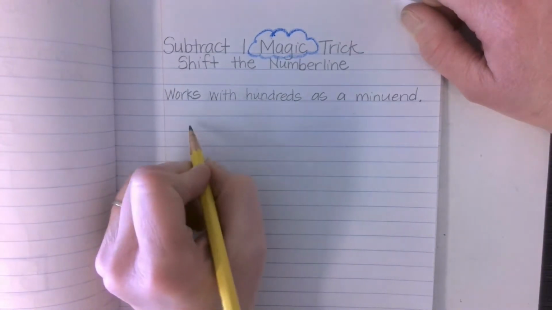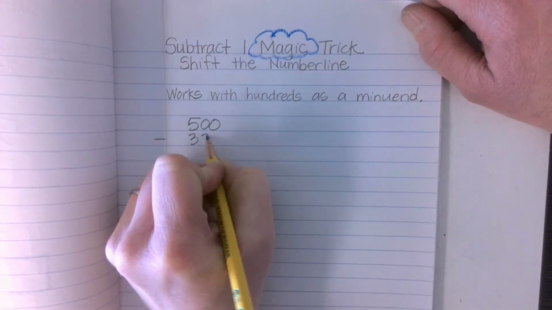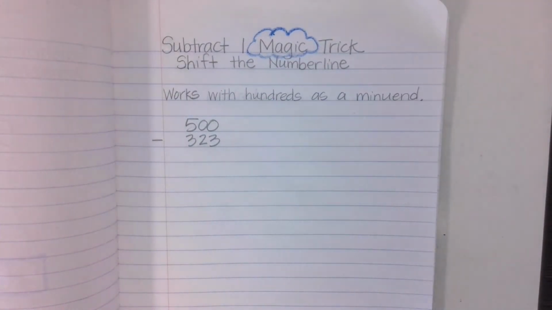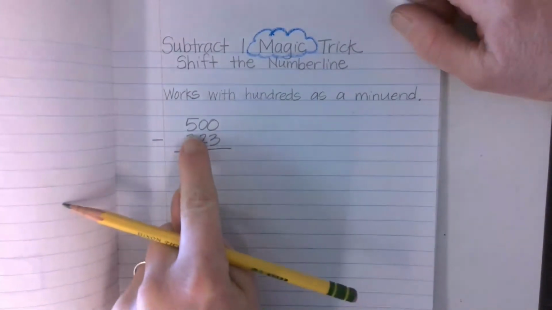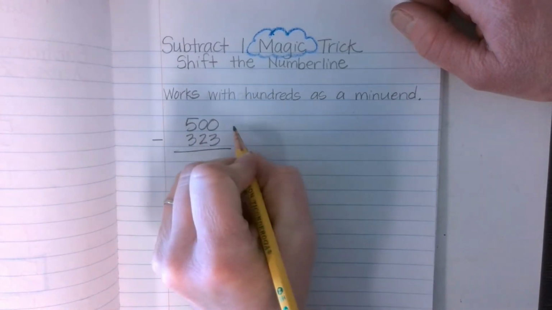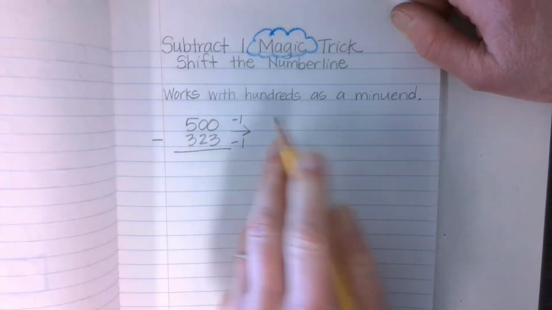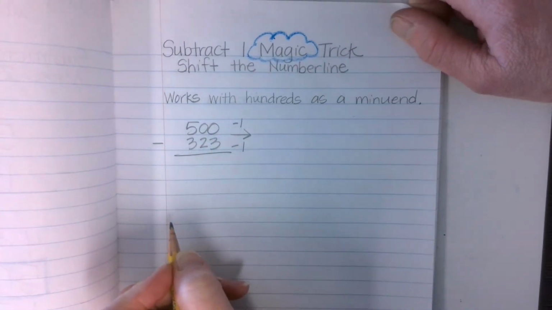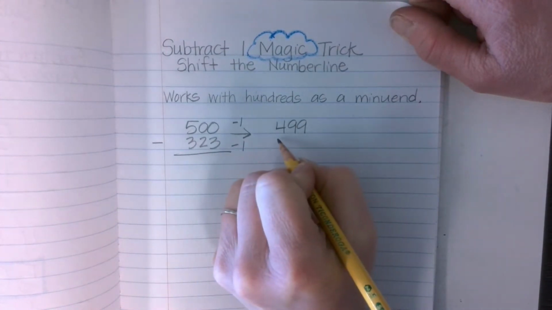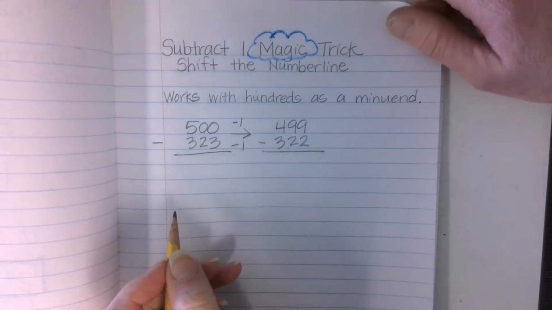So I'm going to skip a line and let's try 500 subtract 323. All right. So if I subtract 1 from my minuend and 1 from my subtrahend, I'm going to have what on top? If I subtract 1 from each of these, what am I going to have? Tell me, everybody. 499 here for my minuend, and what's my subtrahend going to be? Good, 322. I subtracted 1 from each side.